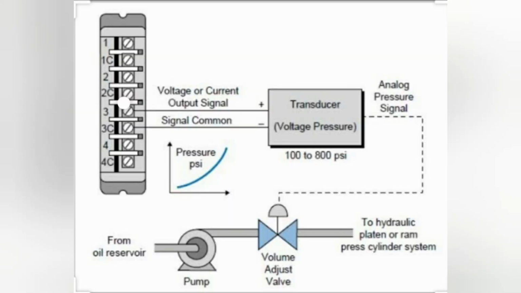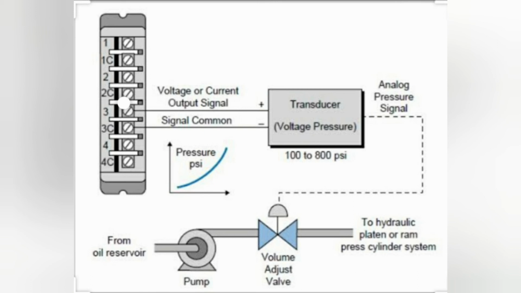This picture shows example of analog output module. In this example, analog output module sends a voltage or current output signal to a pressure transducer. A pressure transducer converts incoming voltage or current signal into equivalent pressure signal. This pressure is used to press or release the valve.